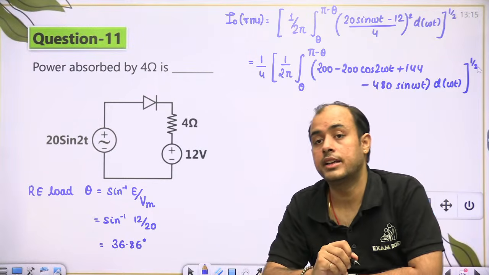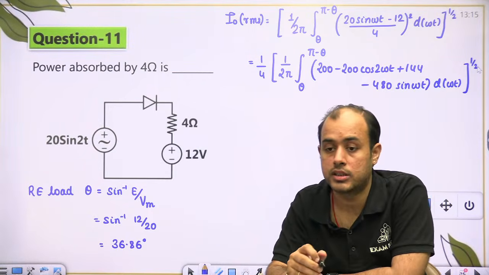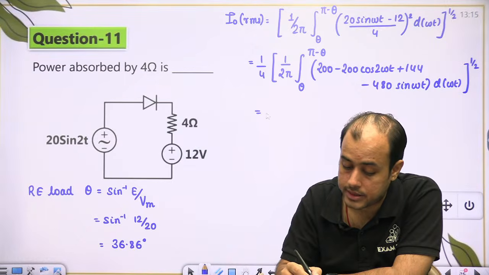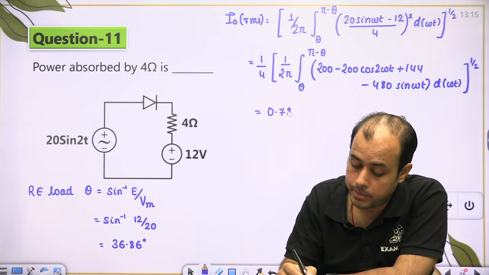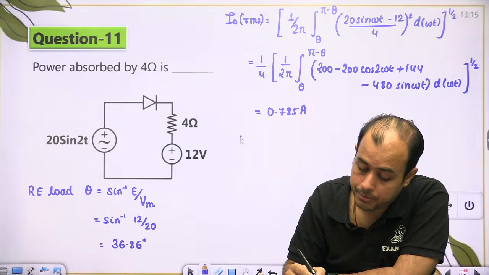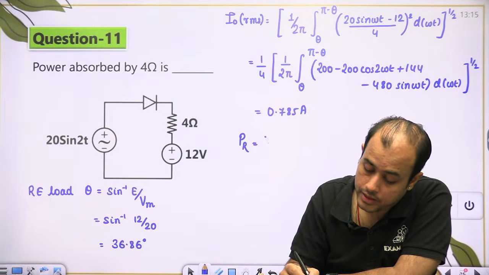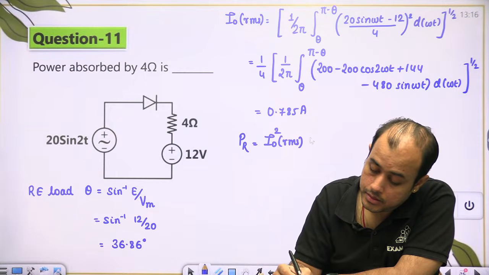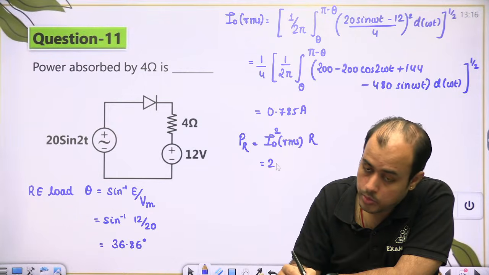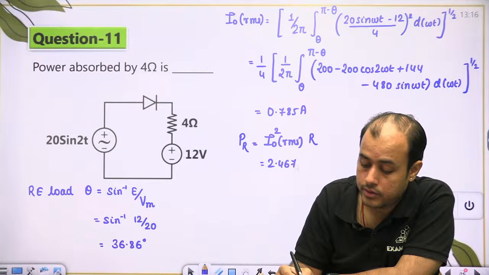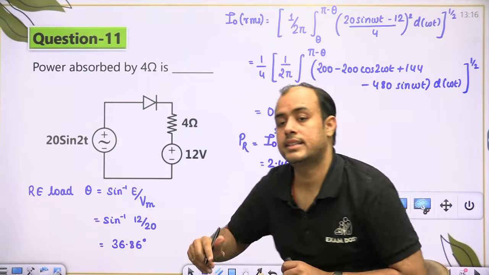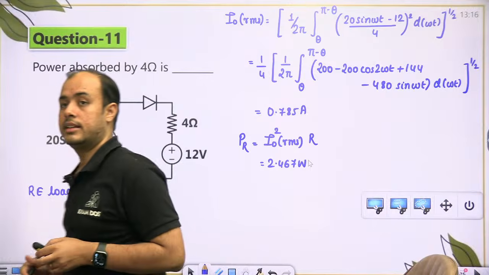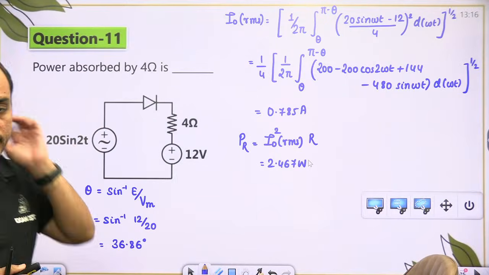So now beta, you can integrate and put the limits. I am telling you the answer. It will be 0.785 amp. Now power in the resistor is 2.46. Okay, that is how you have to solve it. Did you understand how to solve it?